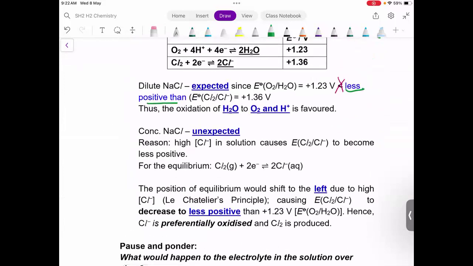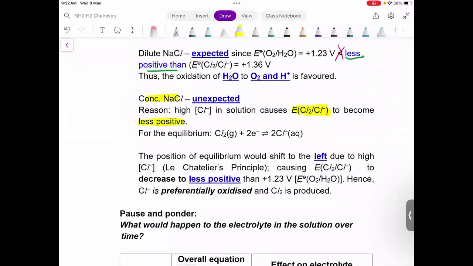With high concentration of sodium chloride, your E value becomes even less positive, or the reverse direction will be more preferred. So if it becomes less positive than the E naught value of water, then it will be the one that is preferentially oxidized. That's why chlorine is produced instead of oxygen gas. So that is playing with the concentration factor.